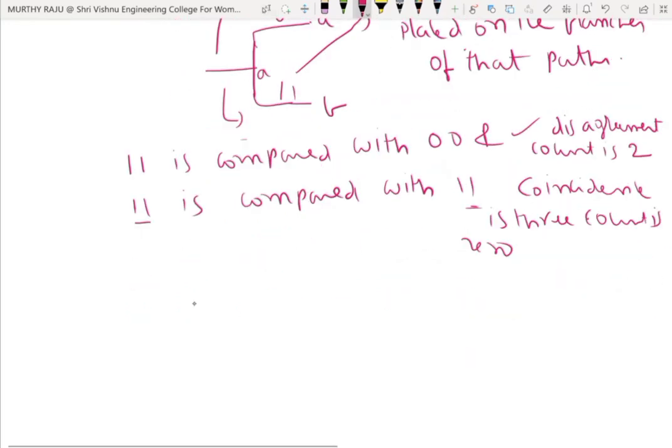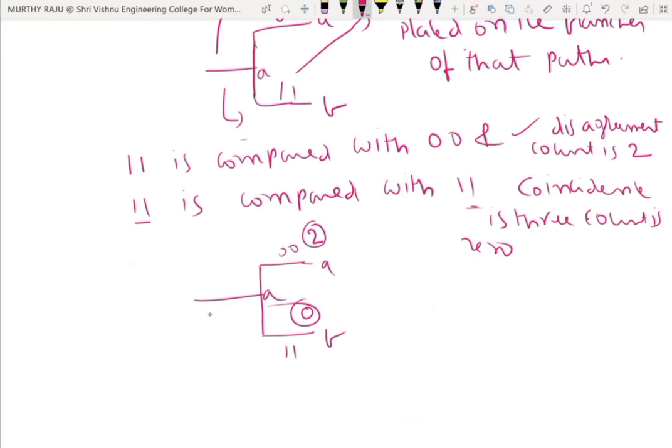Okay. Here, after comparison, this one is 0 0 1 1 A B. Here the disagreement count is 2. Here the disagreement count is 0. Therefore, the decoder follows this path.